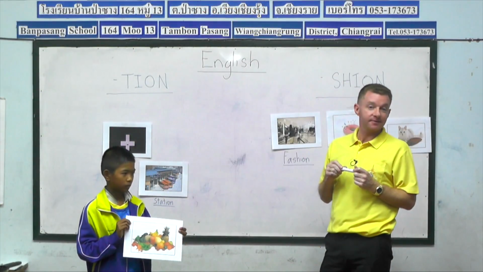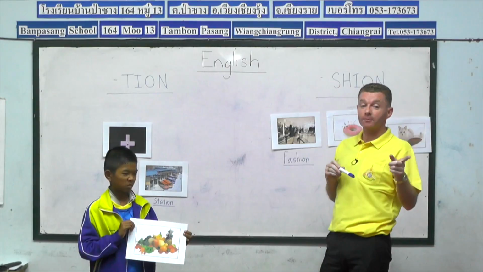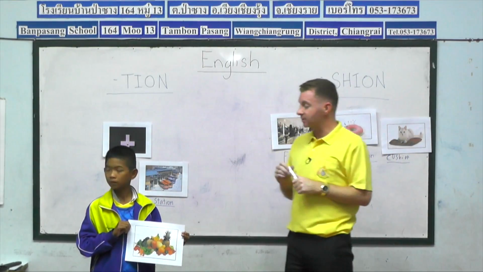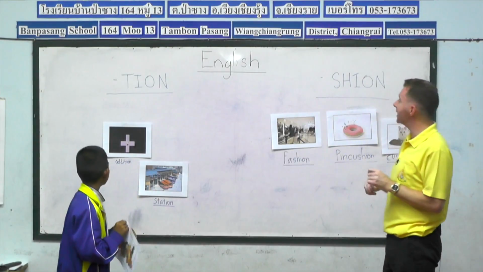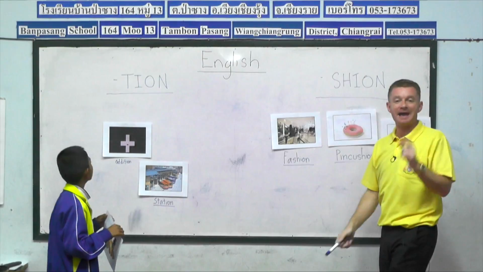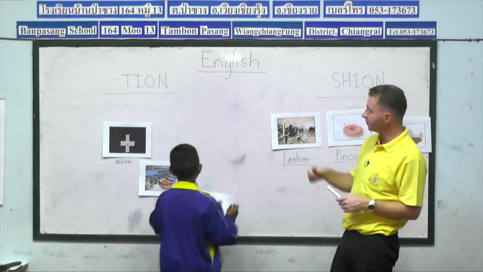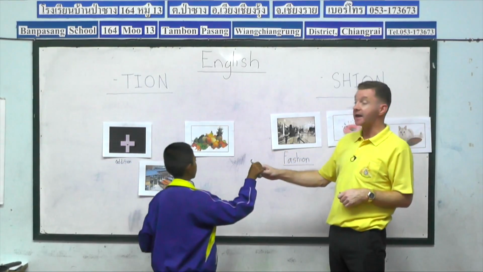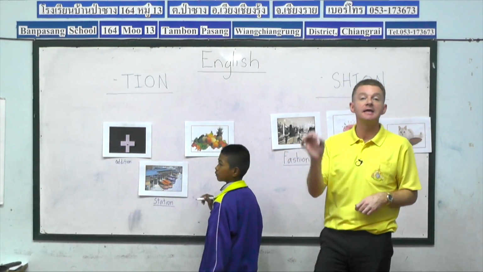What can we see? Fruits and vegetables are in good condition. So how do we spell condition, guys? Is condition S-H-I-O-T-I-O-N. So Pat, you can place condition of the fruits and vegetables here, and then how do we spell condition?